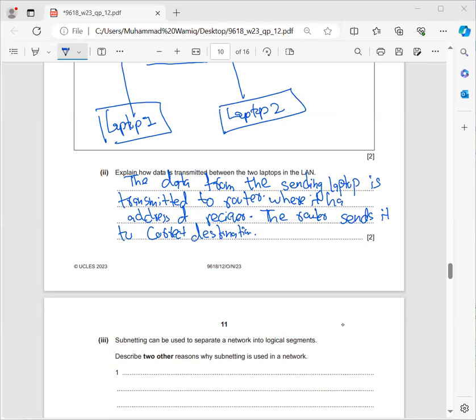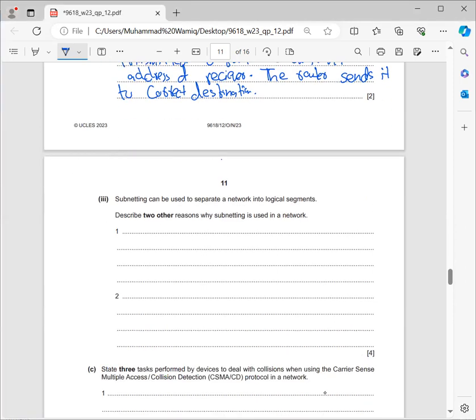Now, subnetting can be used to separate a network into logical segments. Describe 2 other reasons why subnetting is used in a network. Subnetting is when, for example, you have a larger network and you are working on a smaller part of the network. If this is an example of a local area network, subnetting is breaking it down into smaller sections.